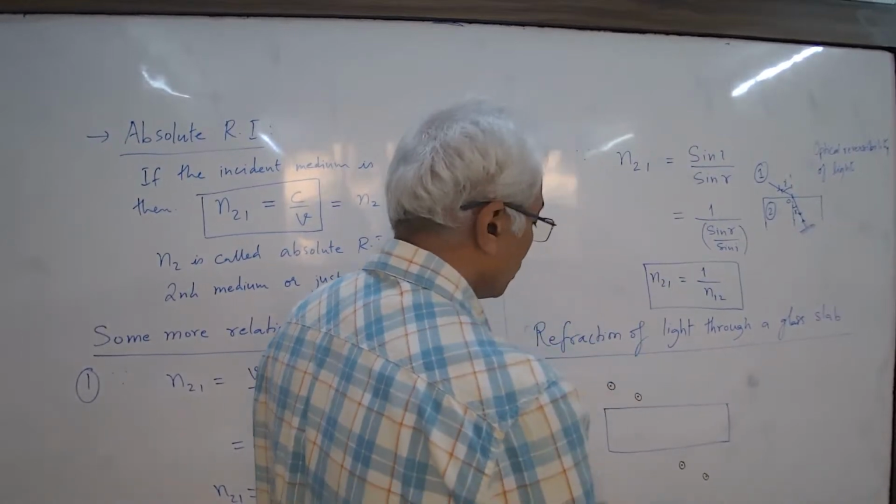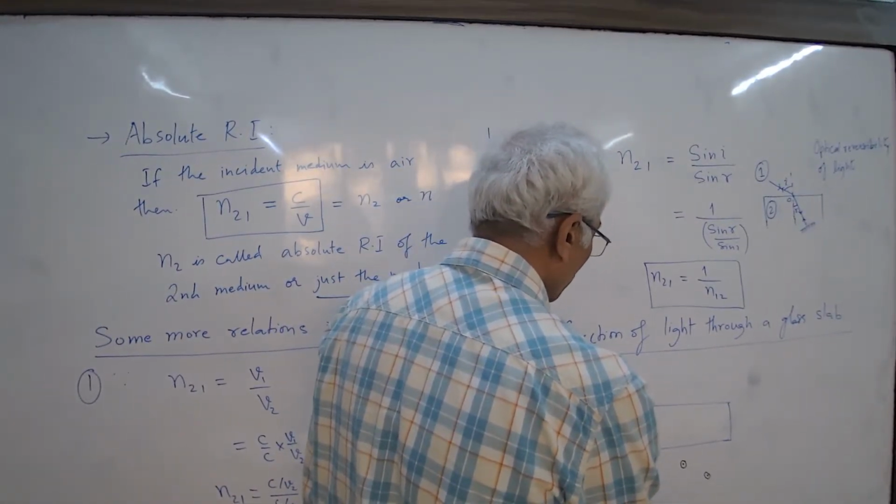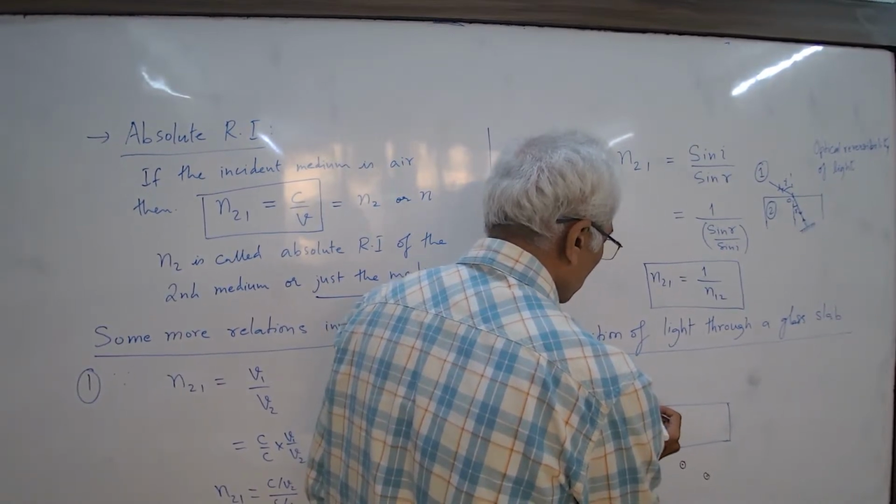Okay. Now what do you do? We need just two points to draw a straight line, right? To draw the straight line.